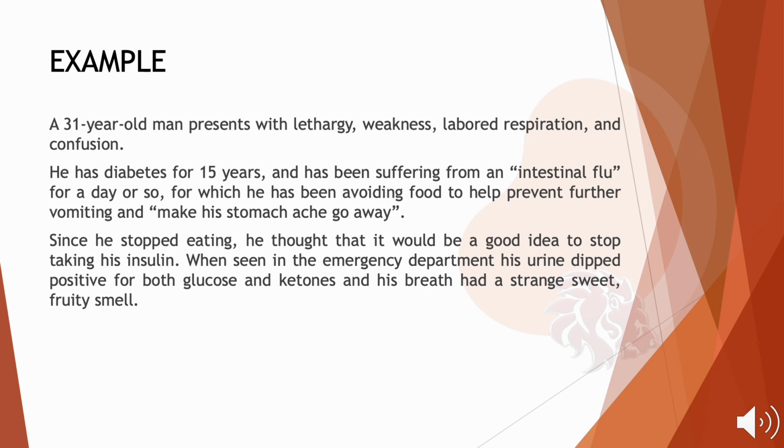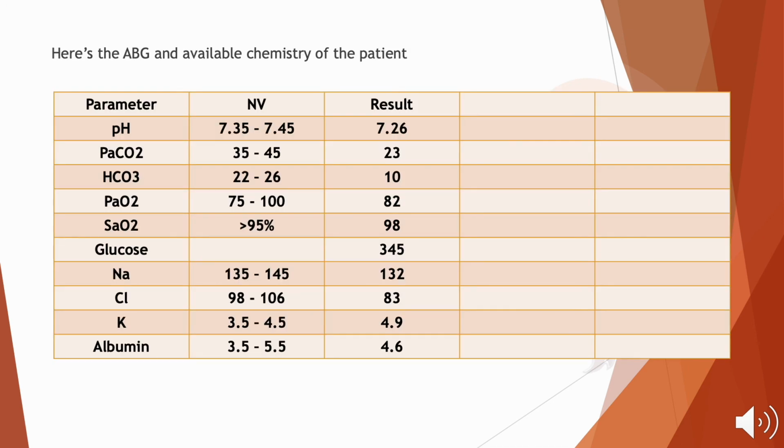So as an example, we have here a 31-year-old male presenting with lethargy, weakness, labored respiration, and confusion. The patient is a known diabetic for 15 years and has been suffering from an intestinal flu for a day or so, for which he has been avoiding food to help prevent further vomiting and make his stomach ache go away. Since he stopped eating, he thought that it would be a good idea to stop taking insulin. When seen in the emergency department, his urine dipped positive for both glucose and ketones, and his breath had a strange sweet, fruity smell.